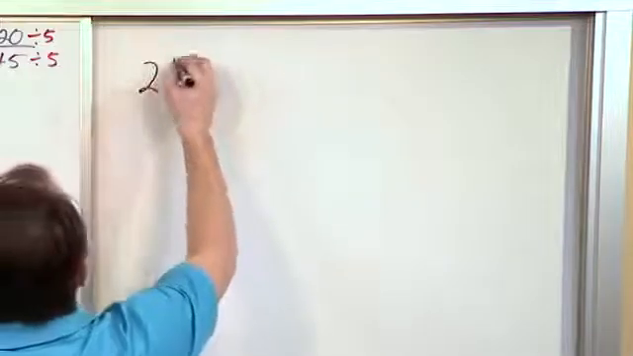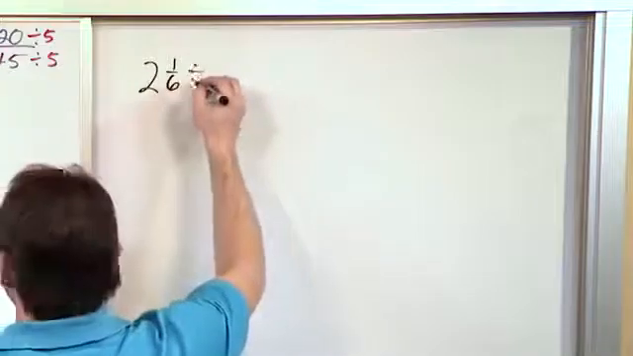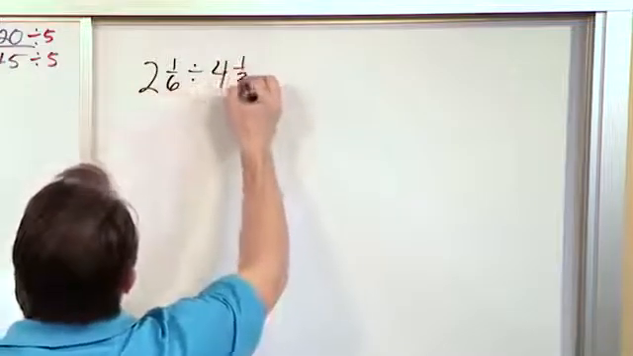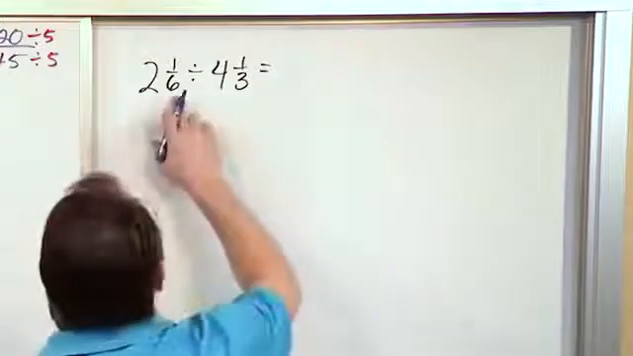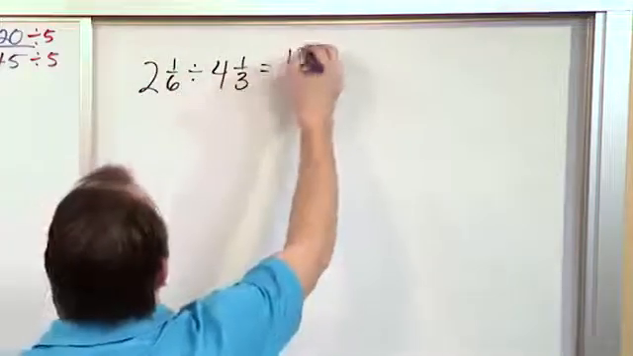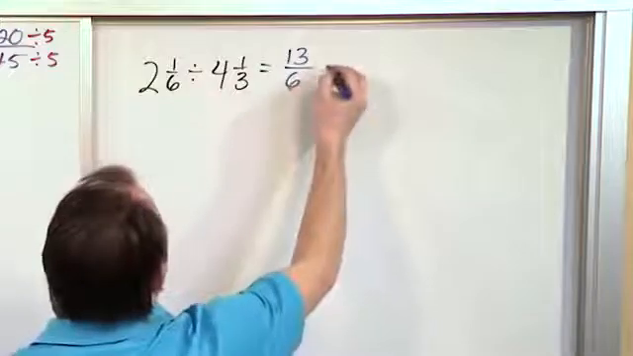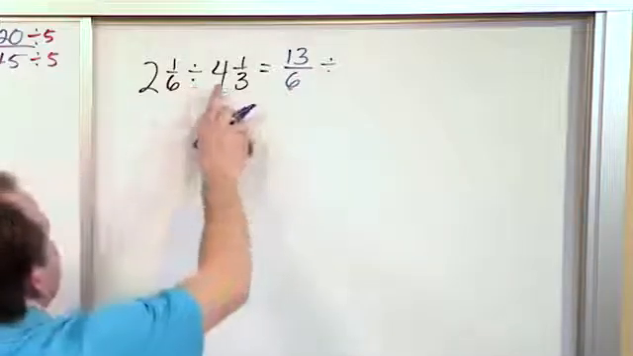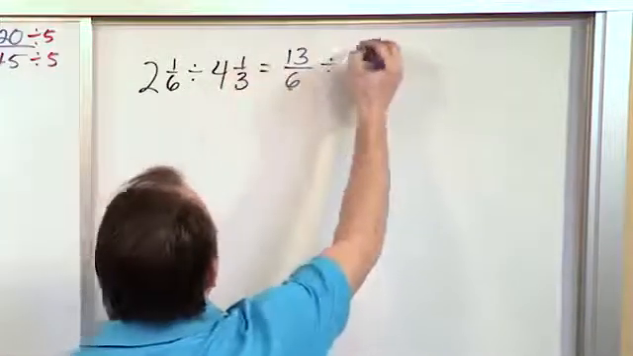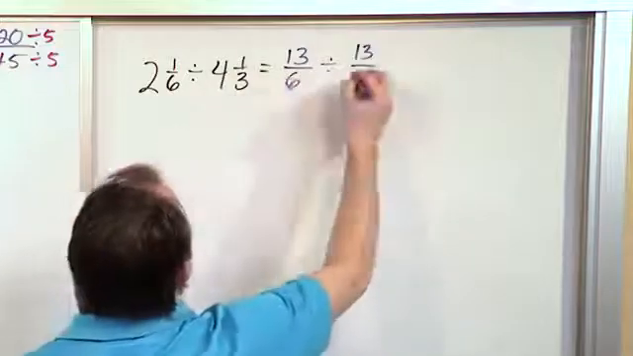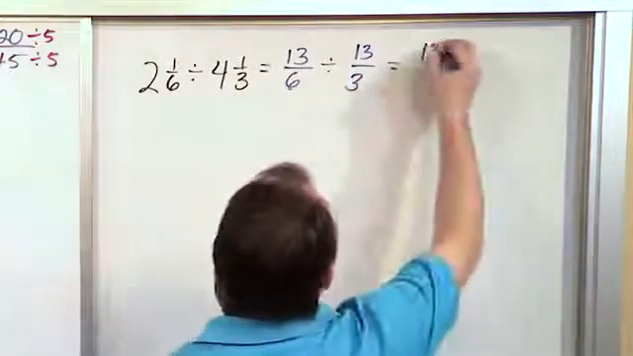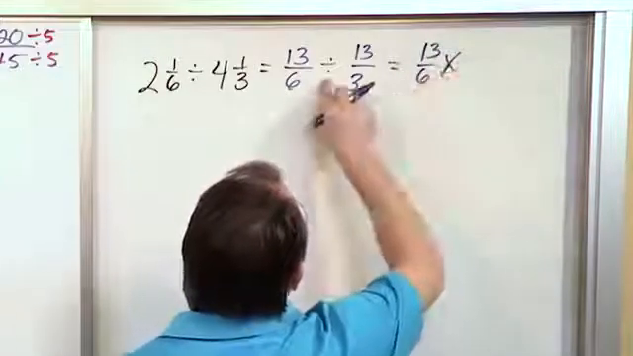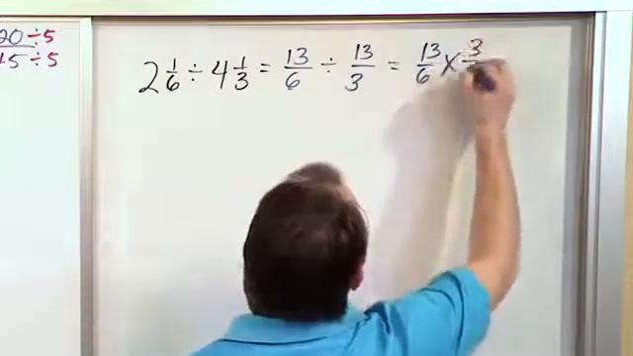What if you have 2 1/6, and you're dividing by 4 1/3? Well, let's change these mixed numbers. 6 times 2 is 12, plus 1 is 13. Write it over 6. Leave the division symbol for now. 3 times 4 is 12, plus 1 is 13. Leave it over 3 for now. So now I can change to multiplication. 13 over 6, multiply by flipping this over, 3 over 13.